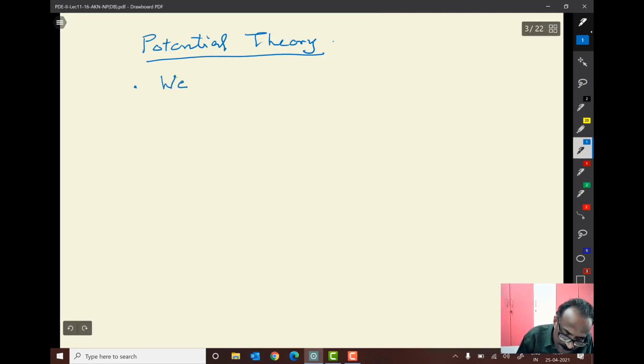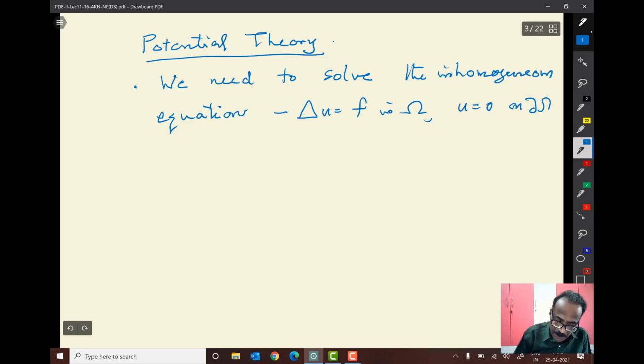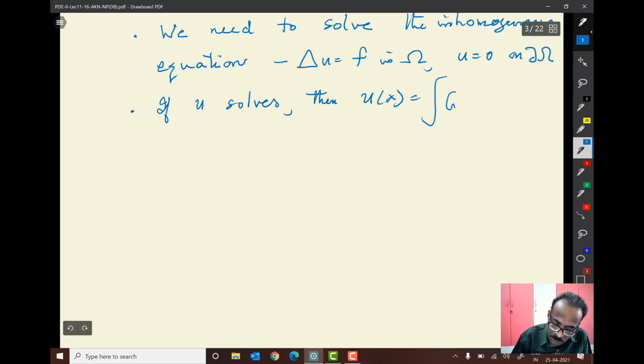We need to solve the inhomogeneous equation: minus Laplacian of u equal to f in omega and u equal to 0 on the boundary. And you know from the representation formula that if u solves this, then u of x is equal to the integral over omega of G of x, y times f of y dy, using the Green's function G. There won't be the second term on the boundary.